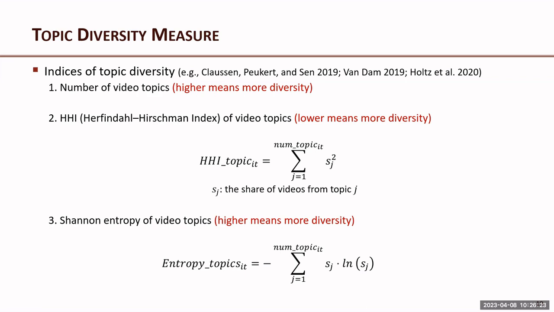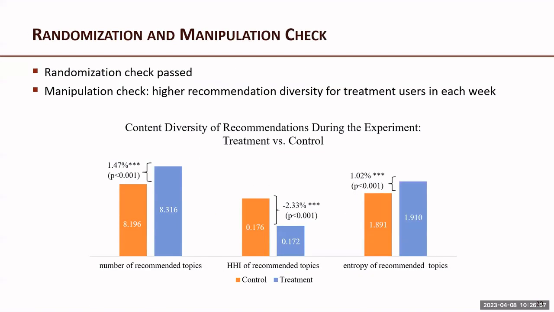Therefore, in order to take care of this problem, we also introduce a measure of HHI and channel entropy of video topics, so that we consider not only the richness of topics, but also the balance of videos among different topics. And here I want to emphasize that as the number of video topics increases, HHI decreases, and entropy increases, the topic diversity will increase.